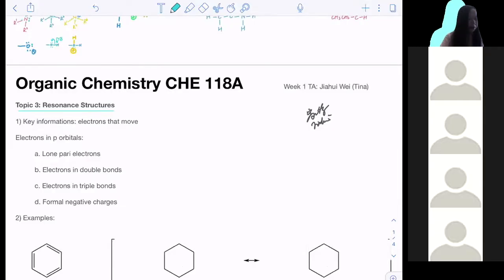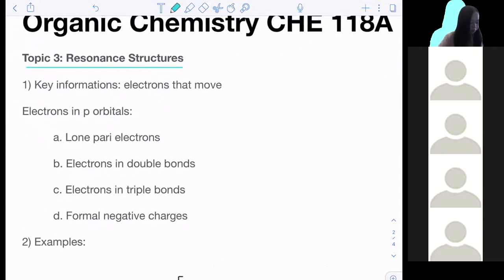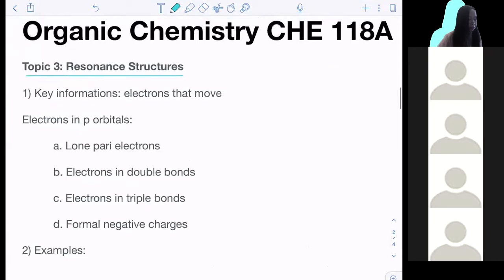So the way that I want to teach how to draw resonance structures is, you should know resonance is electrons that move. And where should I start to draw a resonance structure? You should start by searching your molecule for any p orbitals, which means lone pair electrons. For example, the oxygen one that we talked about.